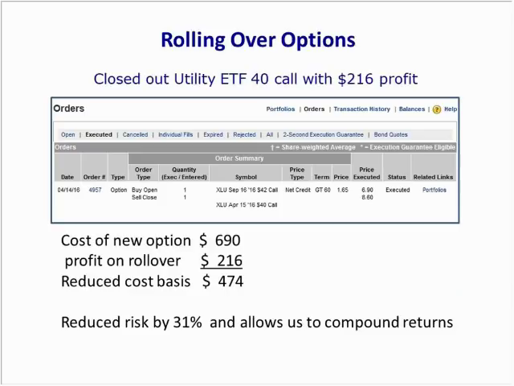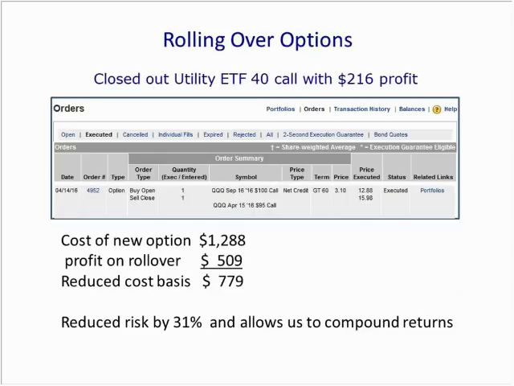So we sold out the April 40 call, and then we bought to open the September 42 call. So we had a $216 profit. The cost of the new call was $690, so that reduced our cost basis from $690 to $474. So we reduced the risk in this example by 31%.